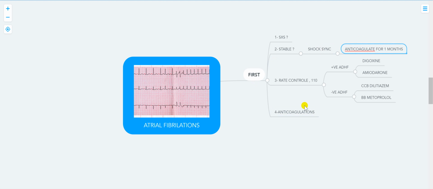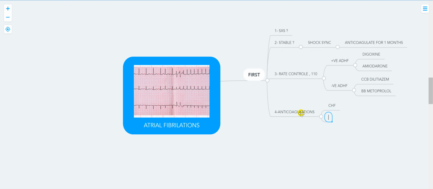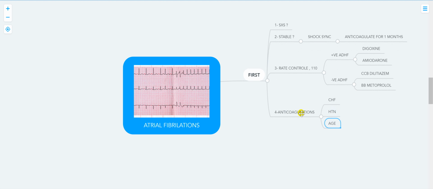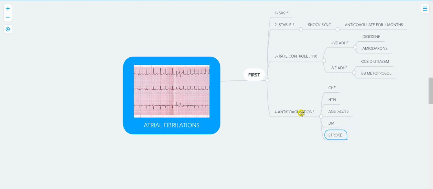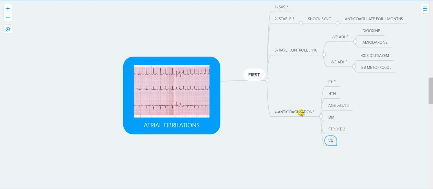So what are the CHA2DS2-VASc criteria of anticoagulation? This is basically the CHA2DS2-VASc. C for CHF, H for hypertension, A for age, more than 65/75, we give a point for each one. D, diabetes. S for what? Previous history of stroke, that we give 2. What is VASc for? For coronary artery disease. VASc is all one thing, so let's make it easier: coronary artery disease or peripheral vascular disease.